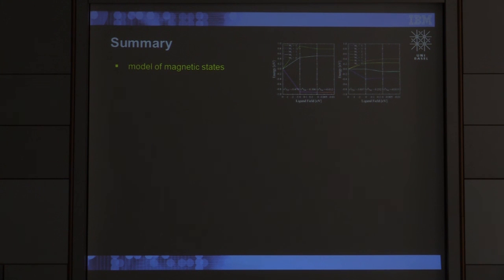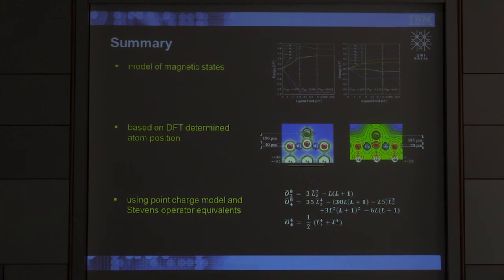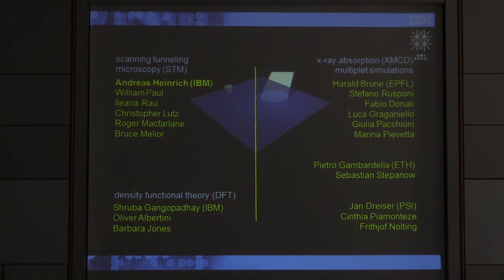So what I showed you today is a very simple model to figure out what the magnetic states are based on DFT-determined atom positions and on a point charge model with Stevens operators. And there were lots of people involved in the experimental work. Here is the DFT group at the IBM. Sebastian did the multiplet calculations, and then, of course, lots of XMCD with Harald and the group at IBM that was involved in this.